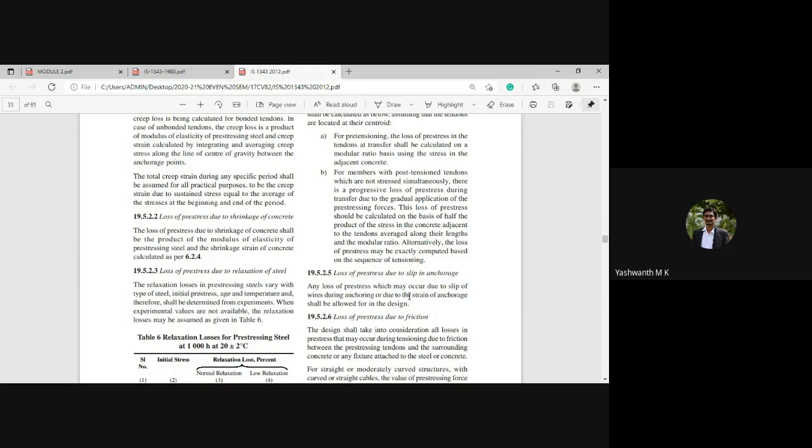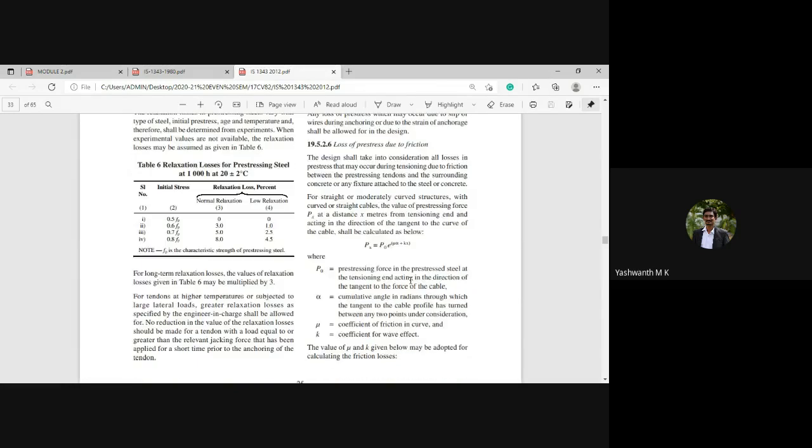Here they have not specified any formula, but we know the formula to calculate it. The loss of stress due to anchorage slip is equal to delta, that is the anchorage slip in millimeter, multiplied by the modulus of elasticity of steel, divided by the length of the cable in millimeter. Using this formula, we are going to calculate the loss of pre-stress due to slip in anchorage.